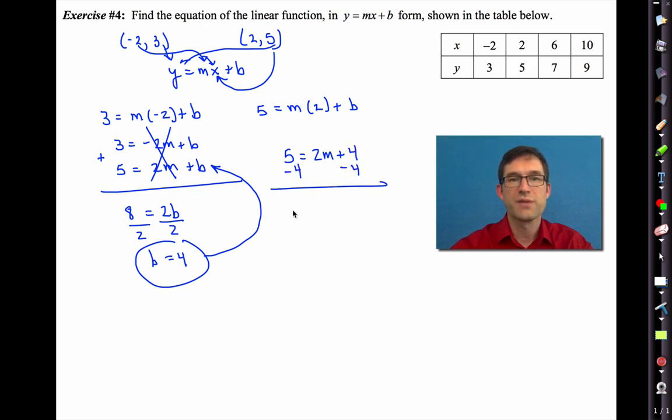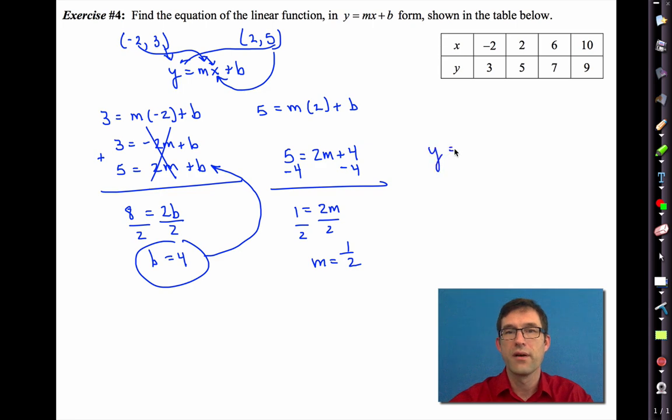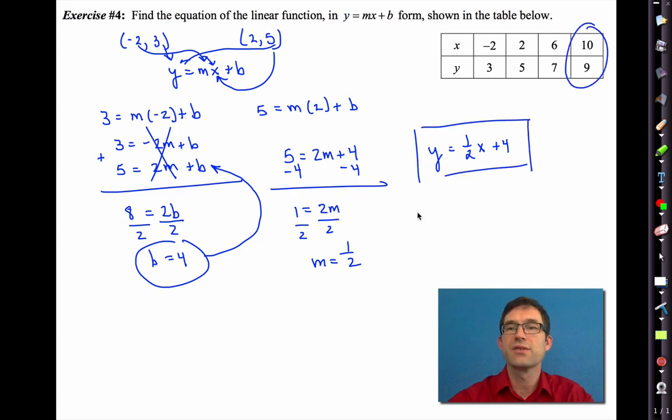Subtract a 4 from both sides, we'll get 1 equals 2m. Divide both sides by 2, and we get m equals 1/2. So 1/2 x plus 4. What's cool about this problem is you could check it, right? So let me check. Check with 10, 9, right?